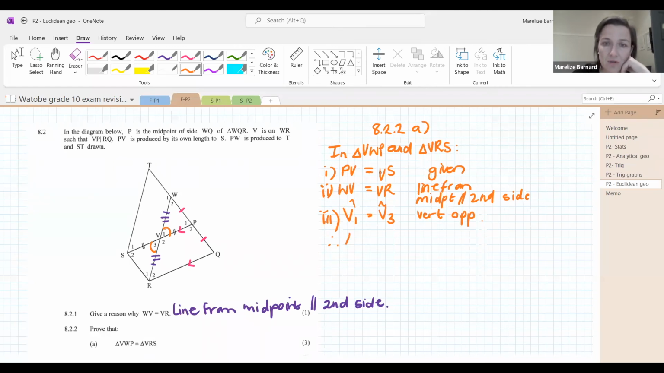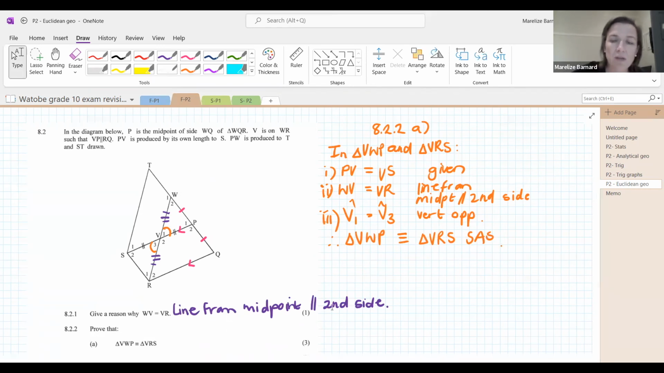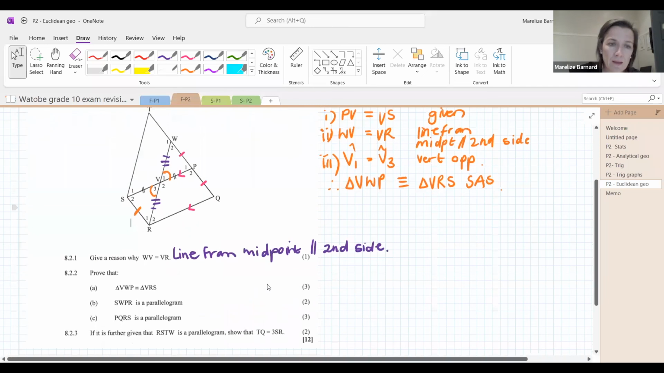So we can say that triangle VWP is congruent to triangle VRS because of side angle side. Now, because of side angle side and because of congruency, all angles and all sides in those two triangles will now be equal. They are now exactly the same. So we can go right ahead and mark SR also as a one stripe because of the congruency. So we've got the congruency.